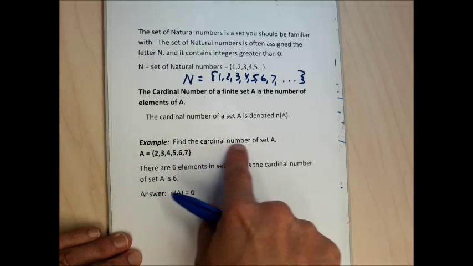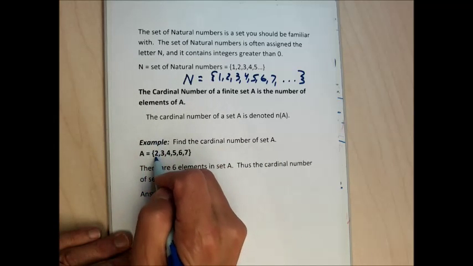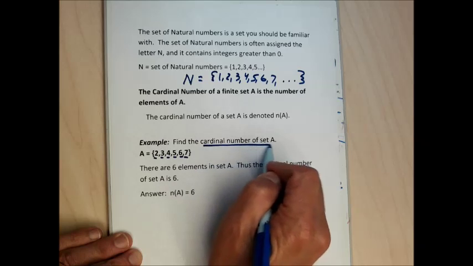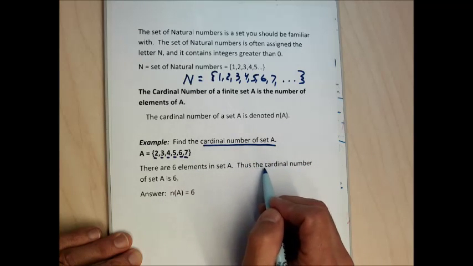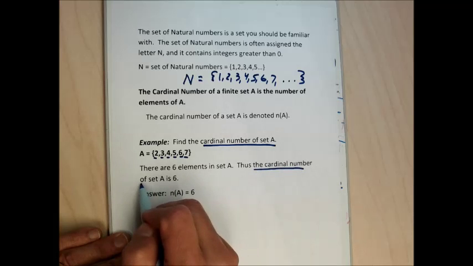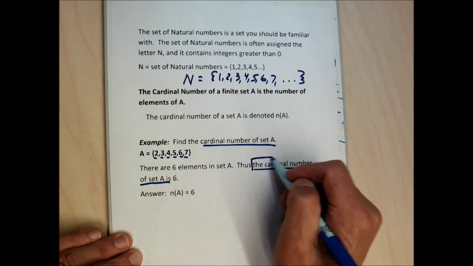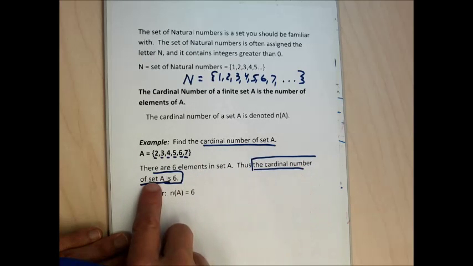Example, find the cardinal number of set A. The cardinal number is the number of elements in this set, and there's 1, 2, 3, 4, 5, 6. So there's 6 elements in set A. So I could say the cardinal number of set A is 6. The question was, find the cardinal number of set A. This would be a perfectly fine answer. If I wrote that down, it would answer the question perfectly.